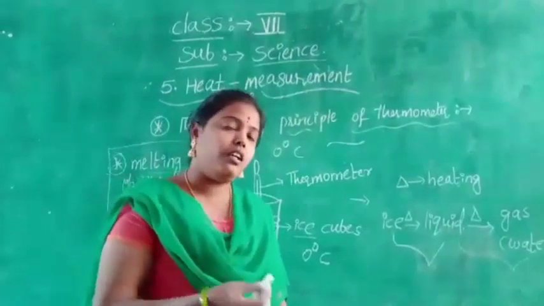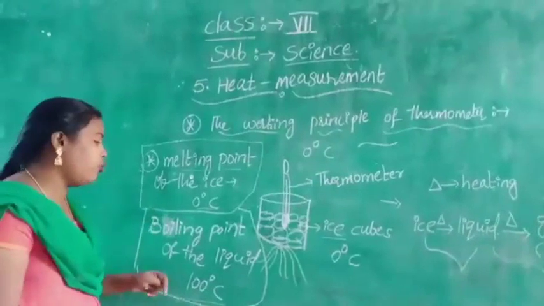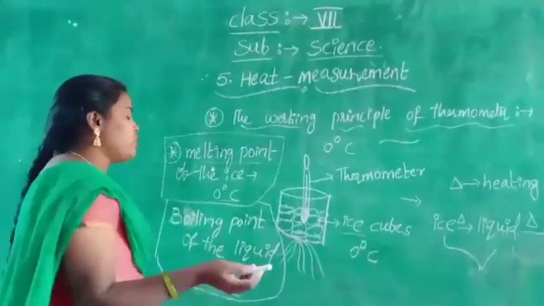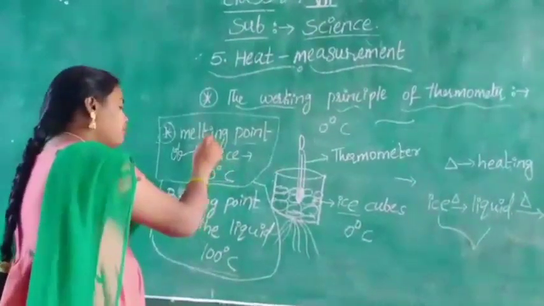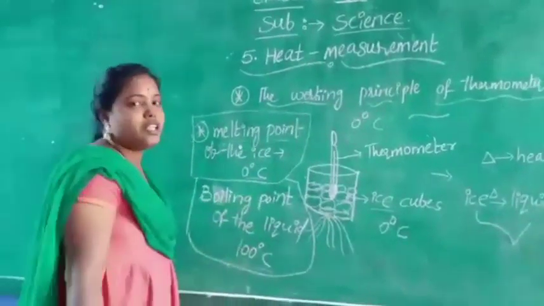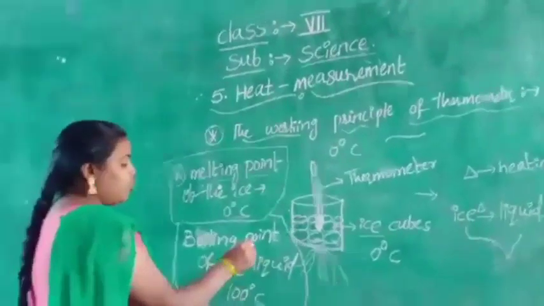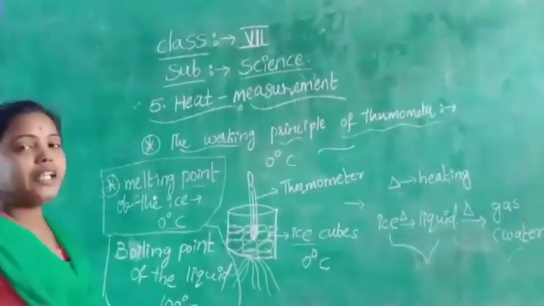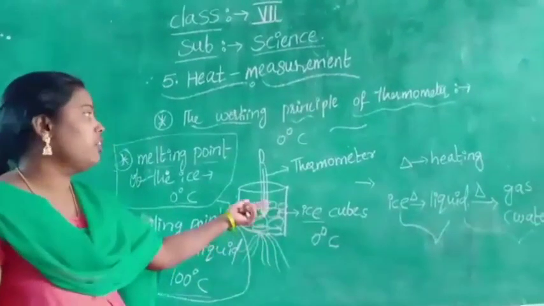We now know what is called the melting point and what is called the boiling point. What is called the melting point? At which temperature ice is converted into liquid, that is called the melting point. The melting point of the ice is 0 degrees centigrade. At which temperature the water is converted into vapor, that temperature is called the boiling point. The boiling point of the liquid is 100 degrees centigrade.